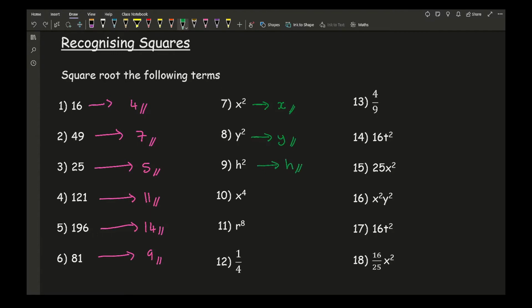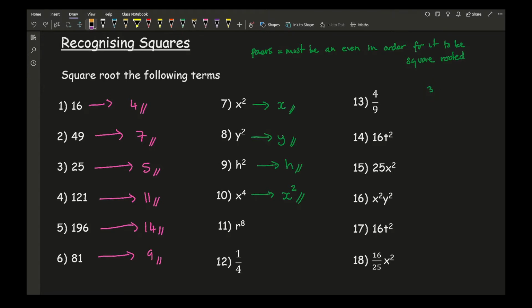Now here we've got x to the power of 4. So here, what I need to do is square x. So x squared times x squared gives me a power of 4. Now, when dealing with powers, it must be an even power in order for it to be square rooted. So for example, if I had h cubed, I can't square root that because the power is odd.